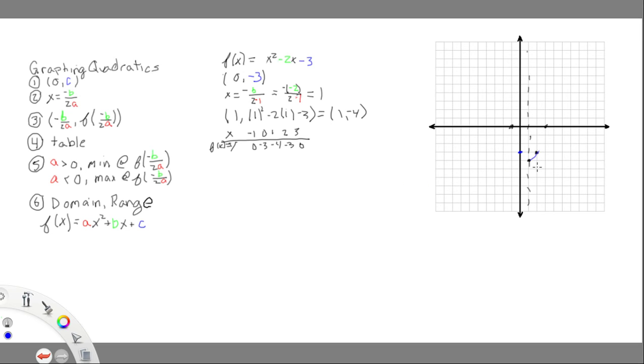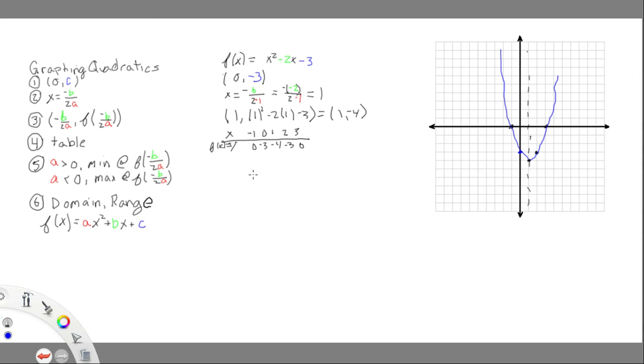Just like that. Oops, that is really bad. So let's see what I got here. Still learning to use this pad. That is really, really bad. But I've already passed this course, so I don't care. So that's what my parabola looks like. So that's the end of step 4.